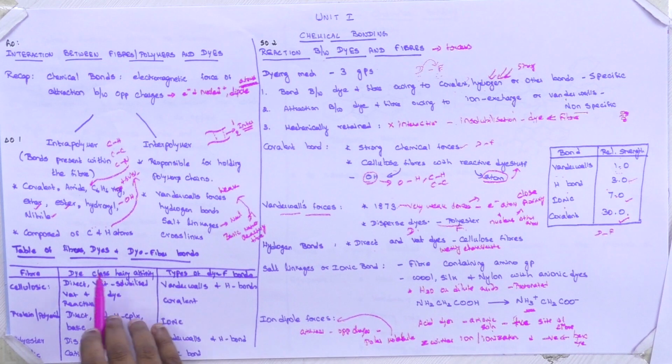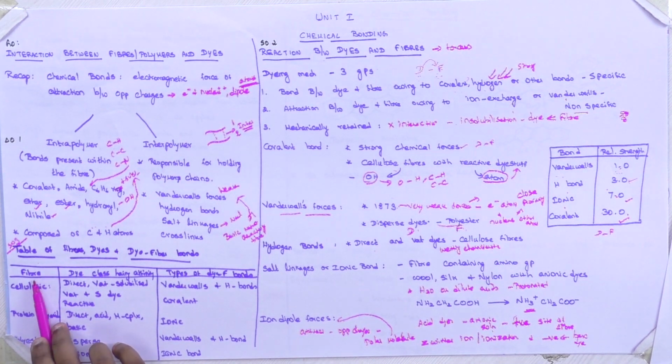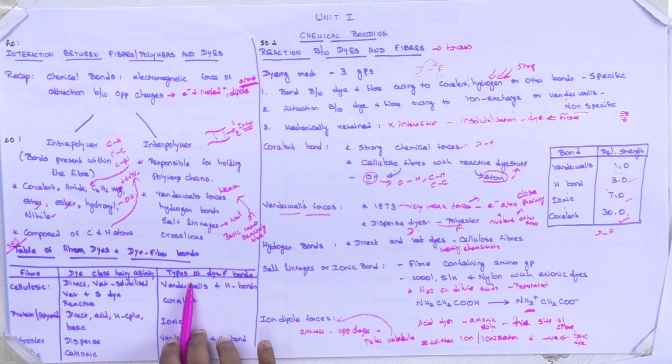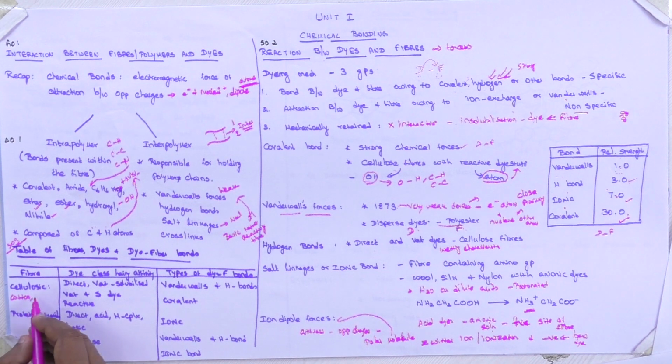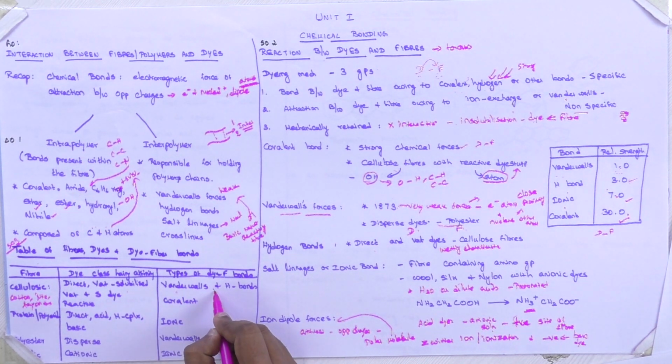Okay. Now, coming to the table of fibers, dyes and dye-fiber bonds. So, for each fiber, you have some dye class having affinity, and also the types of dye-fiber bonds. Here, if you take a cellulosic material such as cotton, jute, rayon, etc., rayon being semi-synthetic, the dye classes having affinity are direct, VAT, solubilized VAT dye, as well as sulfur dye and also reactive dye. So all these will form bonds, and here if you use direct, VAT, solubilized VAT dye and sulfur dye, van der Waals and hydrogen bonds will be formed. In the case of reactive dye, you can have a covalent bond that is formed.